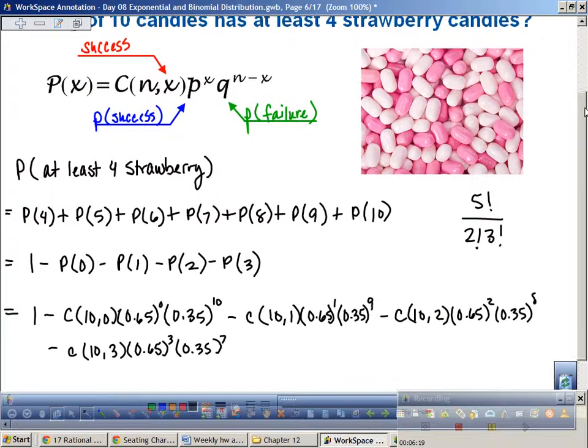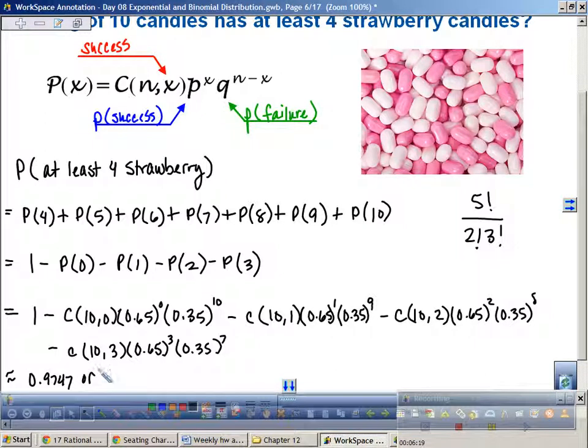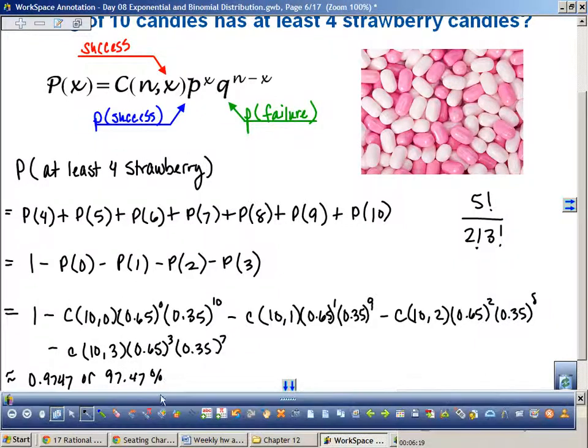And if you were to put that in a calculator, you would get 0.9747, or a 97.47% chance. Does that make sense? A 97% chance that if you had a bag of 10, there would be 4 or more strawberry in there? That makes a lot of sense.